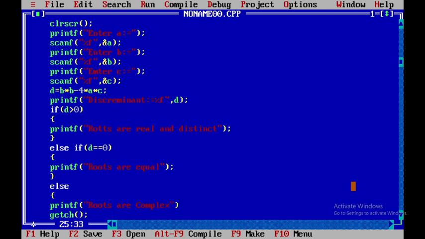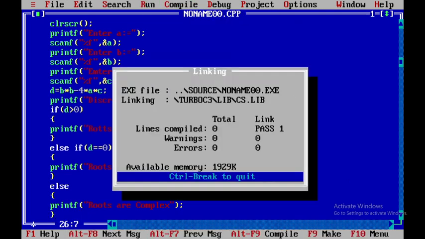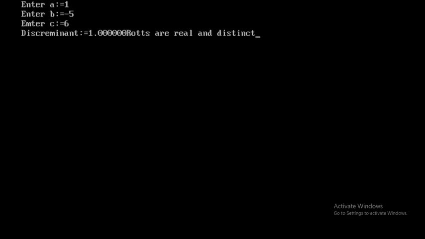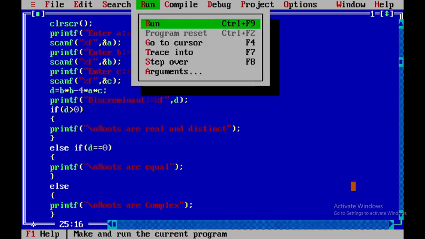Okay, so now if you compile here, 0 errors. And now if you enter here, say first time we enter 1, then -5, and then 6, so roots are real and distinct. Spelling is a mistake. Roots are real and distinct. So I am writing a new line, and new line.